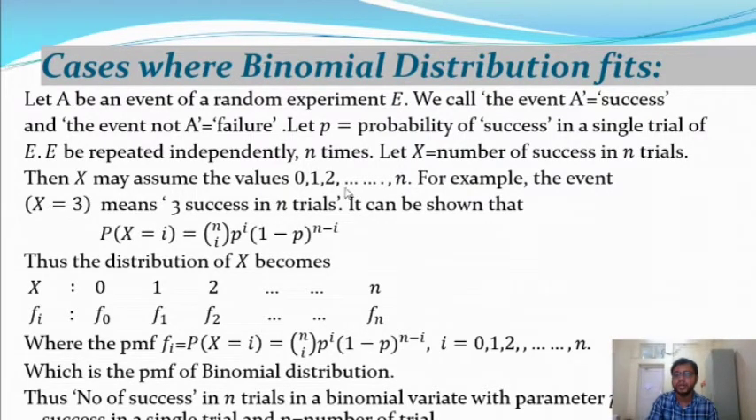So in a binomial distribution the number of sample points is finite, and it is 0, 1, 2, and up to n, where p is the probability of success and n is the number of trials, the total trials. So for example, the event X equal to 3, that means 3 successes in n trials, and it can be shown that the probability of X equal to i is equal to nCi p to the power i into (1 minus p) to the power n minus i.